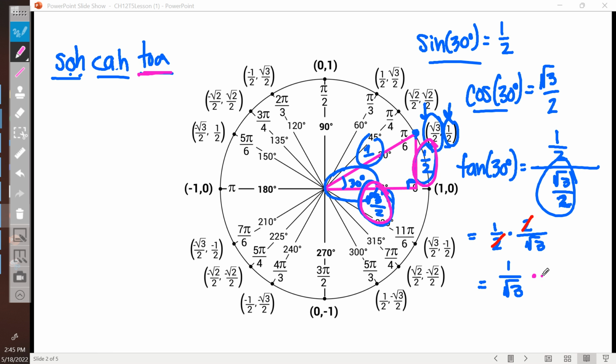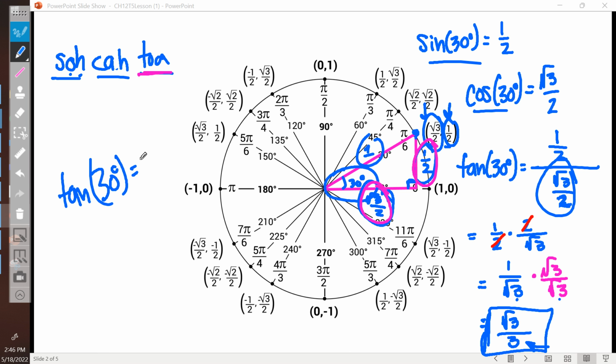To put it in the correct form, you multiply it by the square root of 3 over the square root of 3. The numerator, 1 times the square root of 3, is square root of 3. The denominator, square root 3 times square root 3, is the square root of 9, and the square root of 9 is just 3. Doing this allows us to put it into the correct form where we do not have a radical in the bottom. Now we have a whole number in the denominator, which is what we want. So tangent of 30 degrees is the square root of 3 divided by 3.